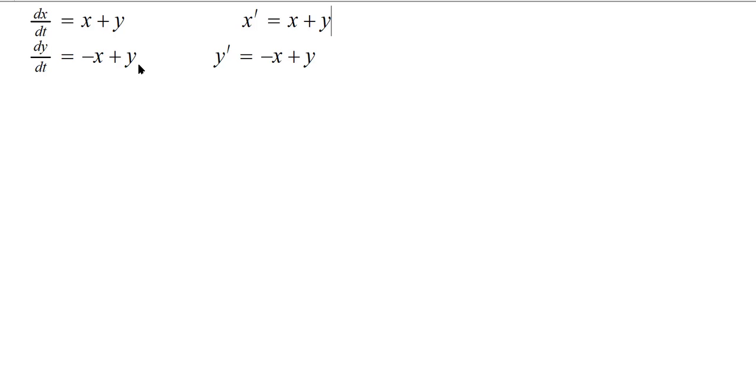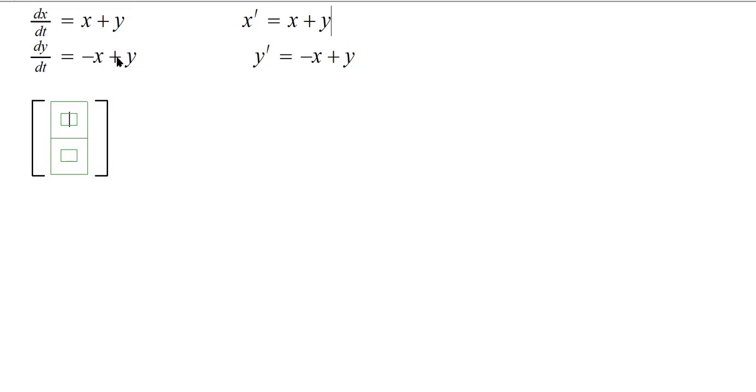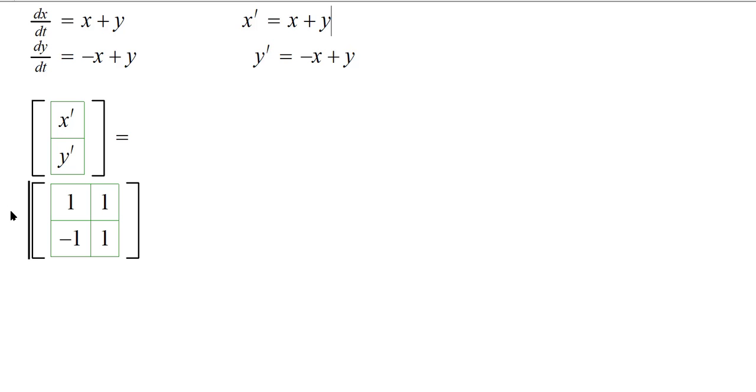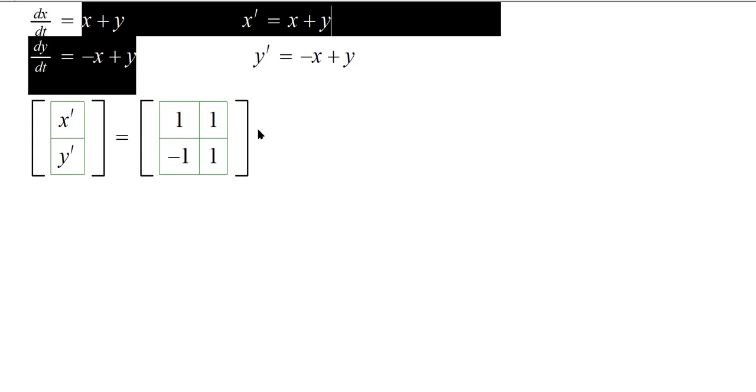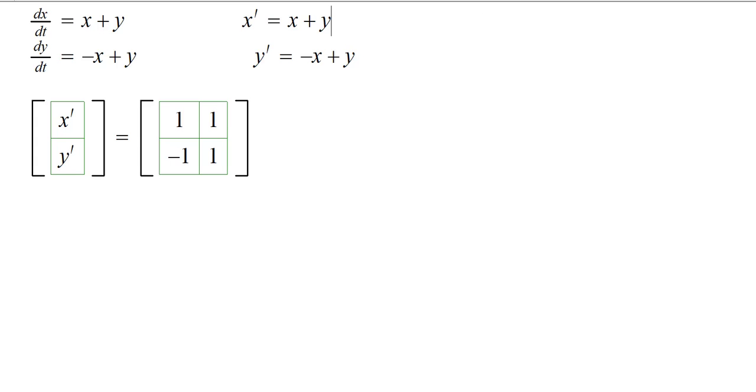Now we can change it to matrix form in the following manner. That is, just go ahead, take a 2 by 1 matrix with x prime and y prime in the column, and then we'll form a coefficient matrix, depending on the coefficients here, and then we would have x, y.